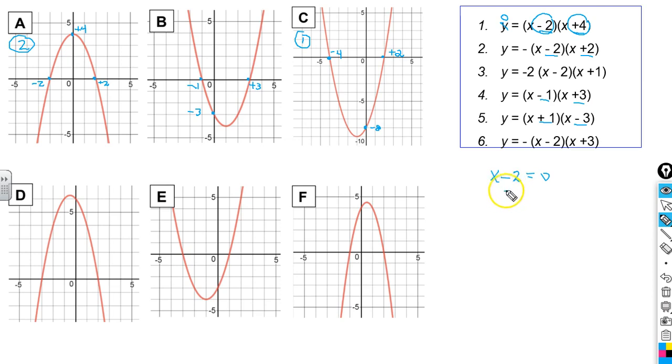And then using our properties of equality and inverse operations, we can solve for x. And so here we find that x is negative 2. Excuse me, positive 2. And if we did the same thing for x plus 4 equals 0, and we subtract 4 from both sides of our equation, then we get x equals negative 4. And so we can see then that these are our x-intercepts right here.